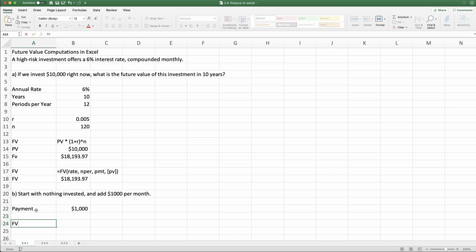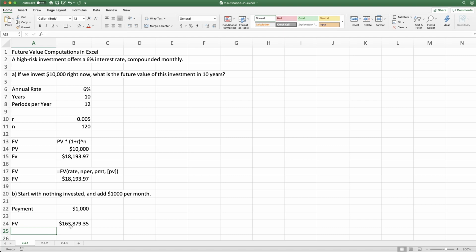The future value of this investment then is going to be given by the future value function, where the rate is 0.005, the number of periods is 120, and the payment is 1,000. For the same reason, we need to put a negative sign in front of the 1,000, because we're taking this money out of our pocket, negative income, and we're putting it into the investment. This time, the present value is 0. $163,879.35. If I start with nothing and put $1,000 per month into this investment, I'm going to have $164,000 after 10 years.